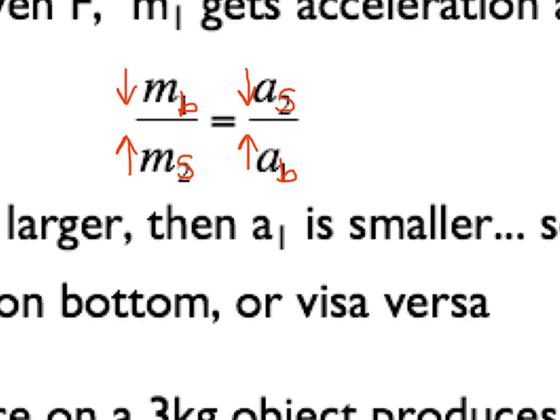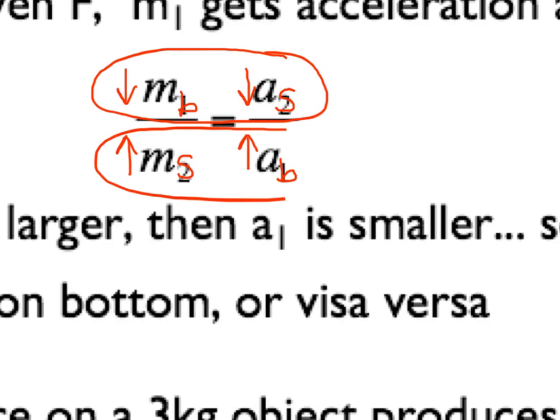Now when we look at these ratios, we can see that the smaller things are on the top of the ratio and the bigger things are on the bottom of the ratio. Essentially what we're saying is that you can compare masses and accelerations, and when you do, you end up with this inverse relationship of mass to acceleration. The smaller the mass, the bigger the acceleration. The bigger the mass, the smaller the acceleration.